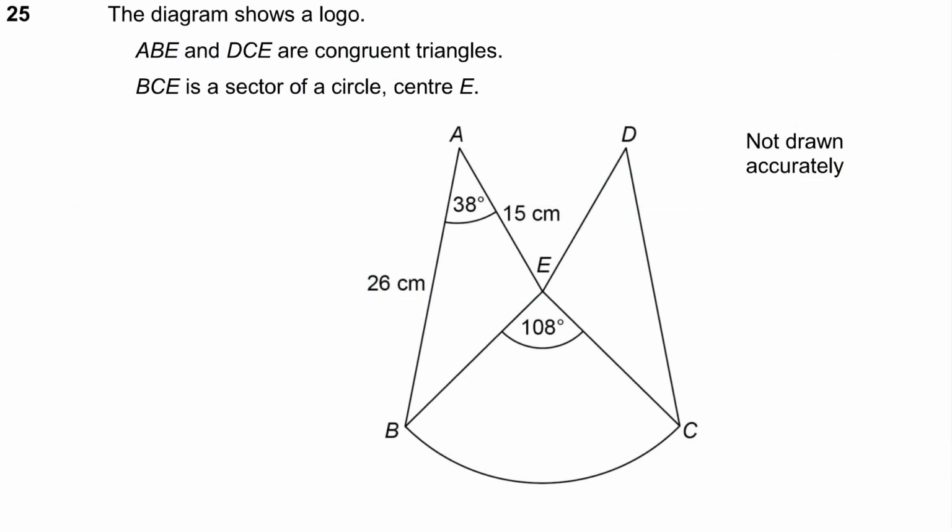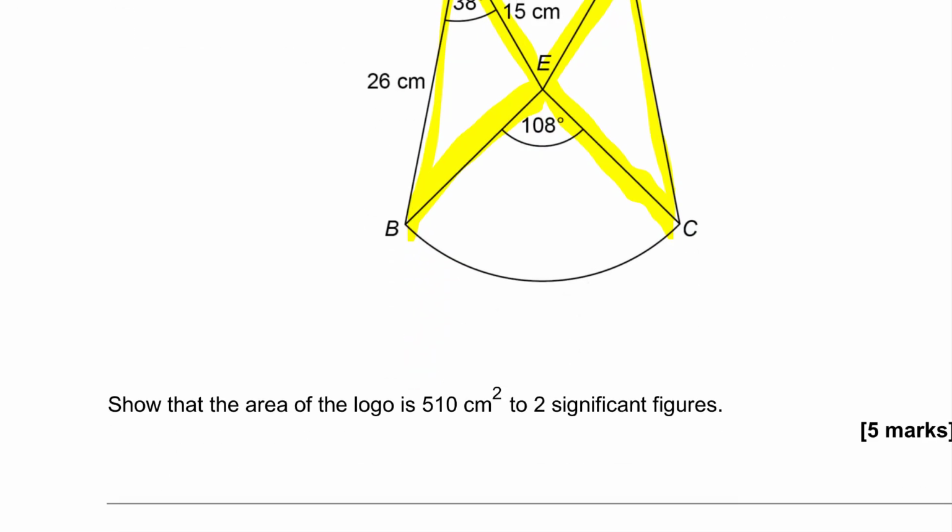Question 25. The diagram shows a logo. We're told that ABE, this one, is congruent to DCE. So these two triangles are the same area. Okay, and we're told that BCE is a sector of a circle. So what do we need to do? Show that the area of the logo is 510 centimeters squared to two significant figures.